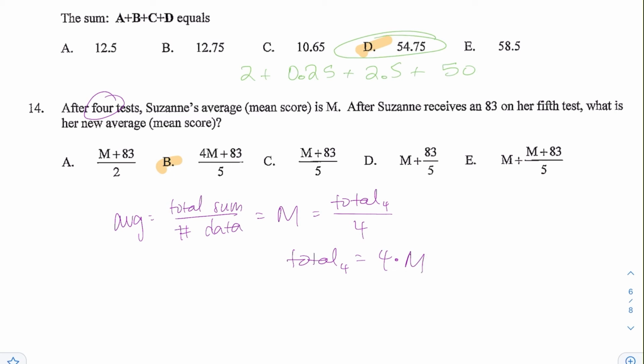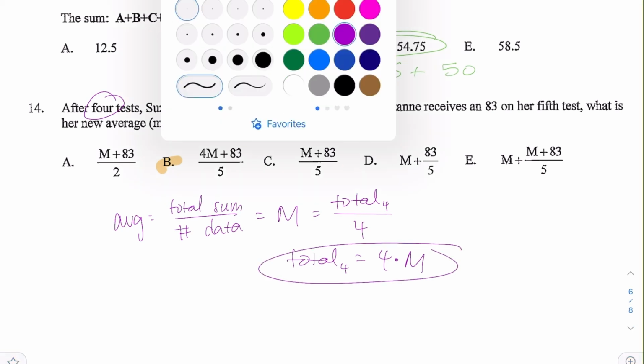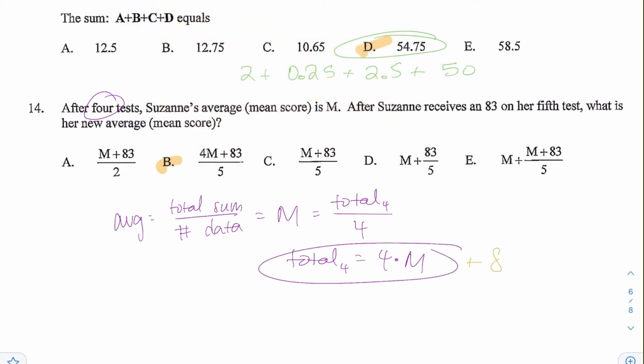Now, after Suzanne receives an 83 on her 5th test, you want the new average. So you have to take that total score, and then you have to add 83. That's the 5th test. And now you have to divide by 5. So you have to take her total, which is 4M, add 83 to it, and now divide by 5. And that's choice B.